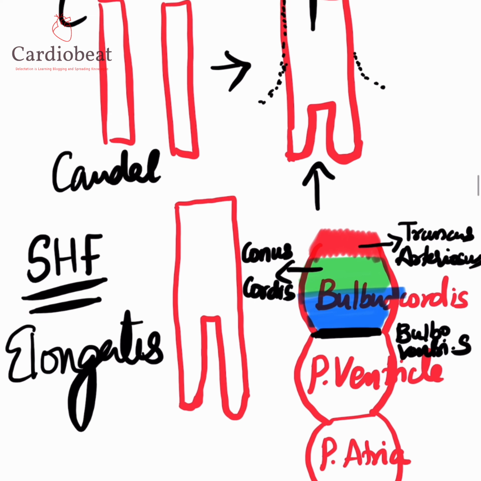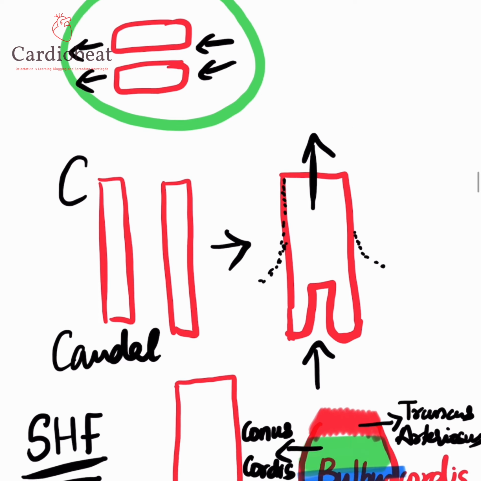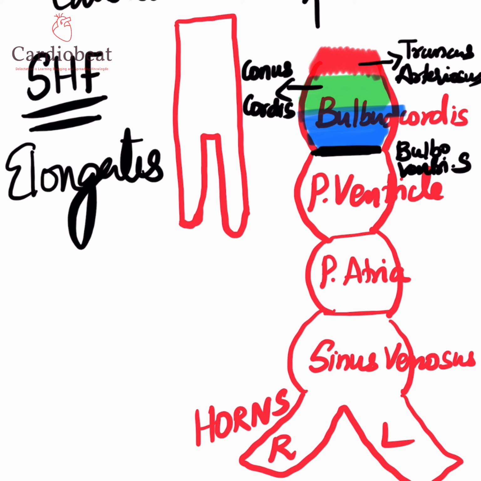But somewhere around day 23 of intrauterine life, everything is happening during the period starting from the middle of the third week going into the fourth week. So it's happening somewhere around day 23 of intrauterine life. This heart tube with asymmetrical bulging, which is oriented in a straight path, now gets bent.